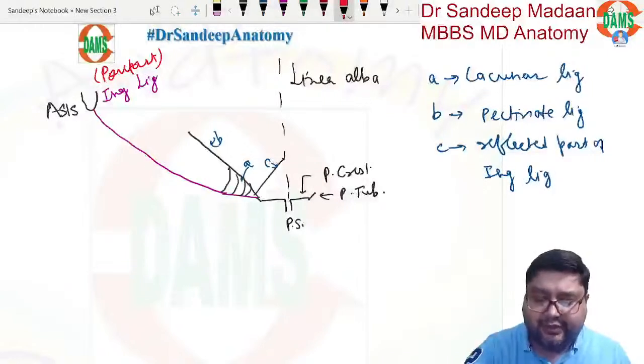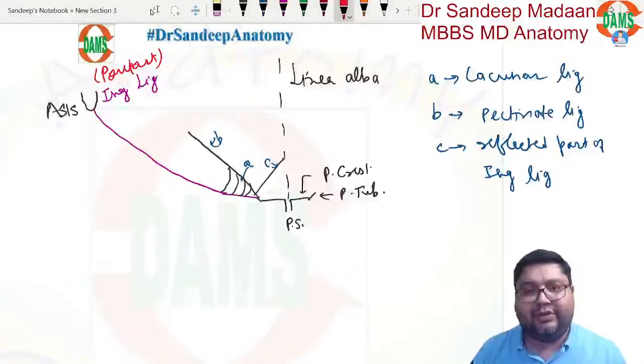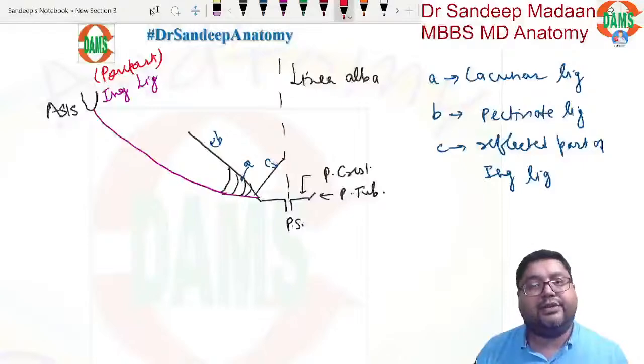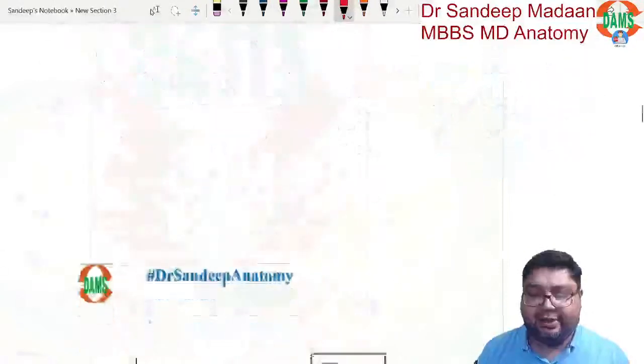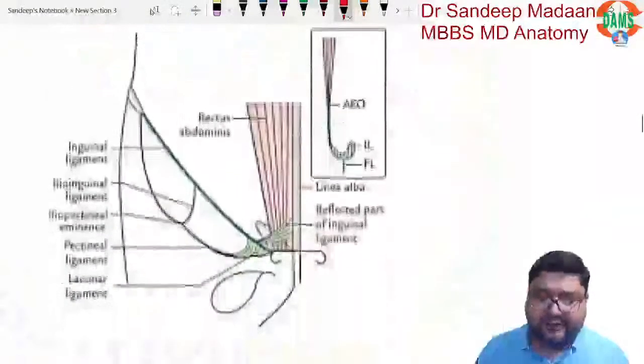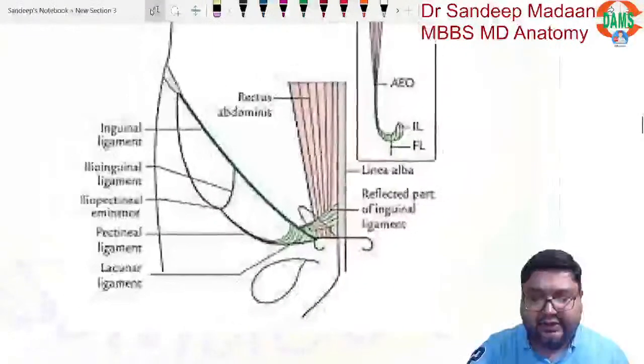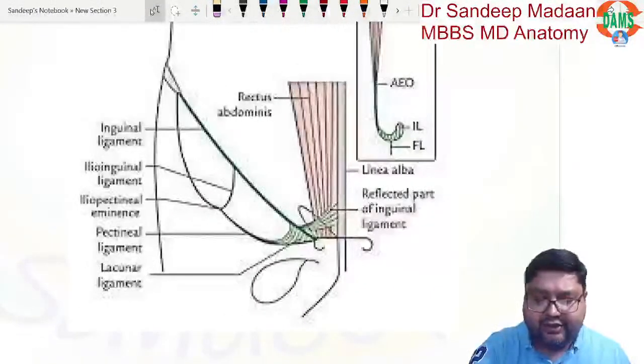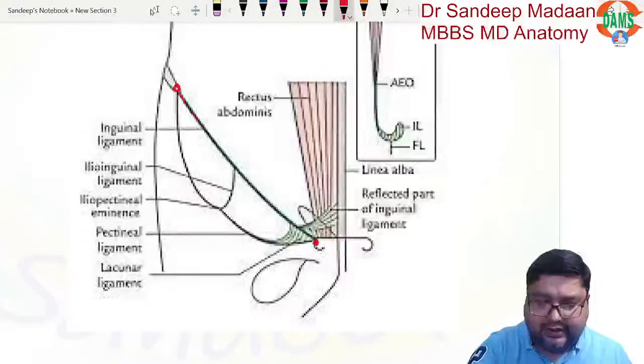But just before that, because we have learned one aspect of it, that is three extensions of the inguinal ligament. Let me show you these extensions. Right here you can see this is the ASIS point. Everyone please pay attention. And this is the pubic tubercle point, and this is the inguinal ligament. I hope that makes sense.